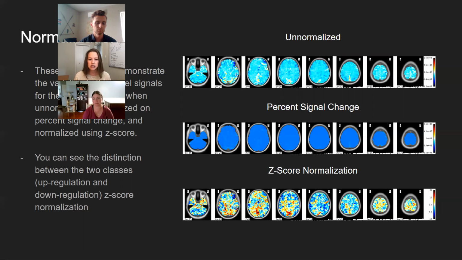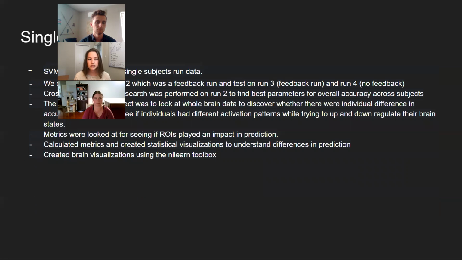I worked mostly on the single subject pipeline. SVM was performed on single subject runs data. I chose to train on run 2, which was a feedback run, and then to test on run 3, which was an additional feedback run, and then test again on run 4, which was no feedback. Before training, I did a cross-validation and grid search on run 2 to find the best parameters for overall accuracy across subjects.